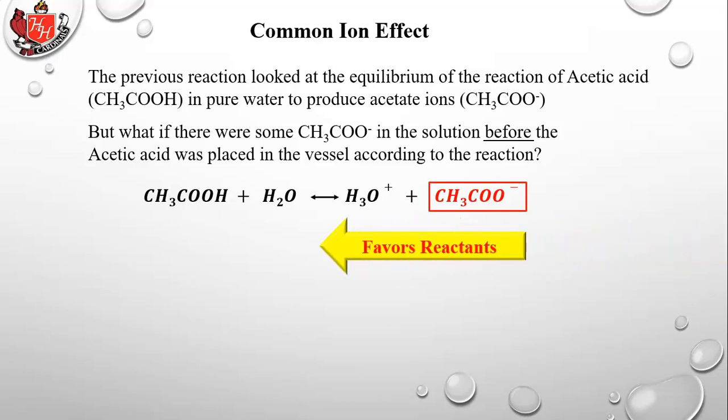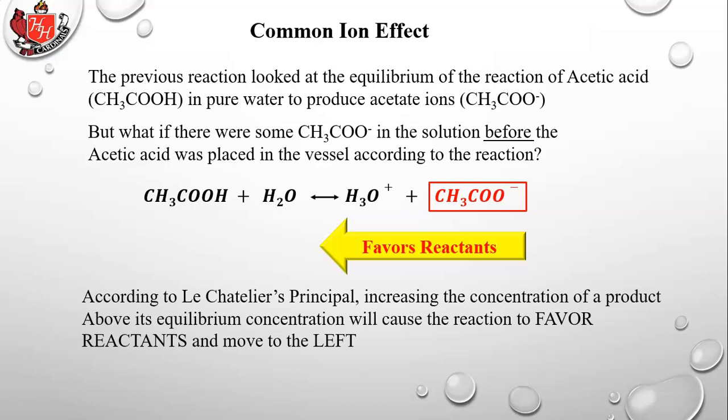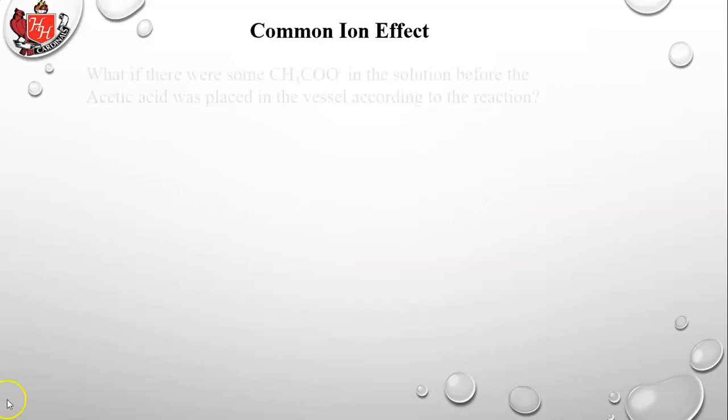So if you do that, if you already have some of the acetate ion in, then that's going to make the side of the reaction, the right side, the product side, more crowded. So again, it's the crowded room concept. If you increase the concentration on the right, it's going to push the reaction back towards the reactants. That's Le Chatelier's principle for concentrations. So according to Le Chatelier's principle, increasing the concentration of a product above its equilibrium concentration will cause the reaction to favor reactants and move to the left.